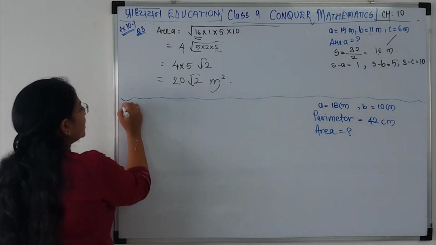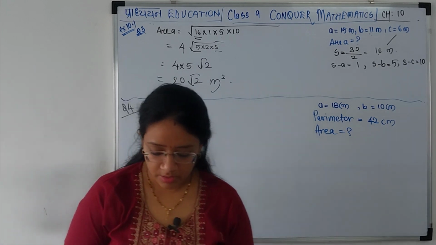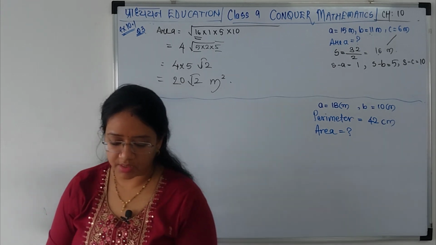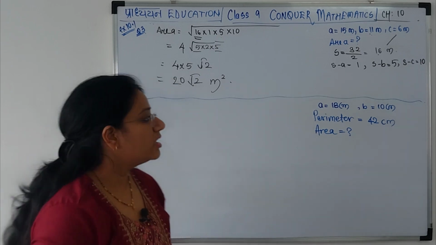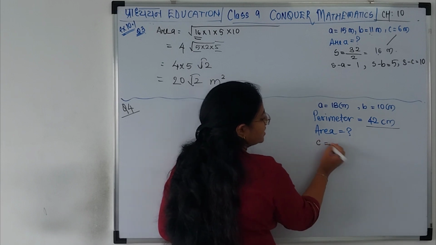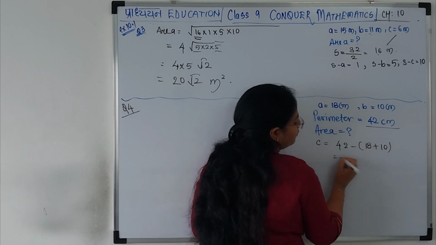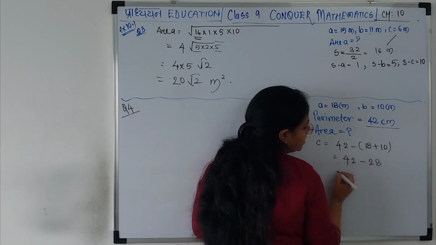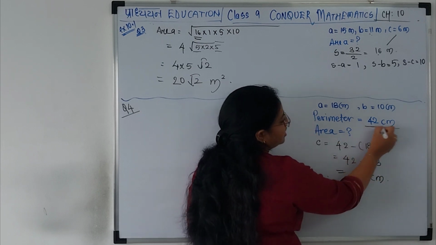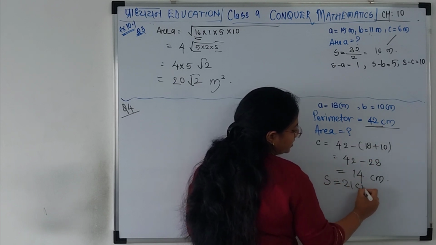Okay. Let's understand question number 4 again. Find the area of a triangle, 2 sides of which are 18 centimeters and 10 centimeters, and the perimeter is 42 centimeters. You are given 2 sides, perimeter is 42. You have to find the area. So third side C will be equal to 42 minus (18 plus 10). That is 42 minus 28, which is equal to 14 centimeters.